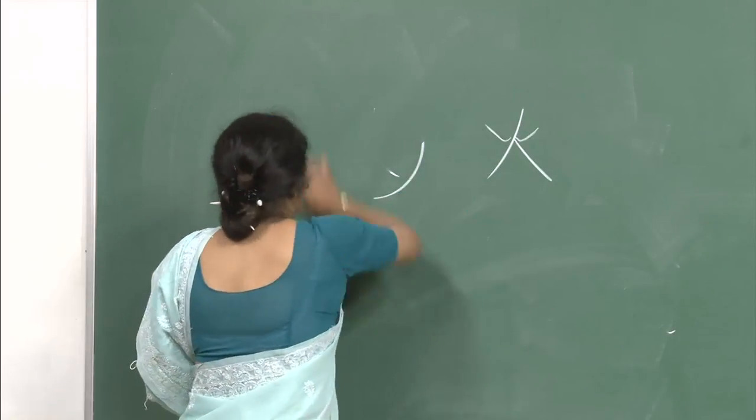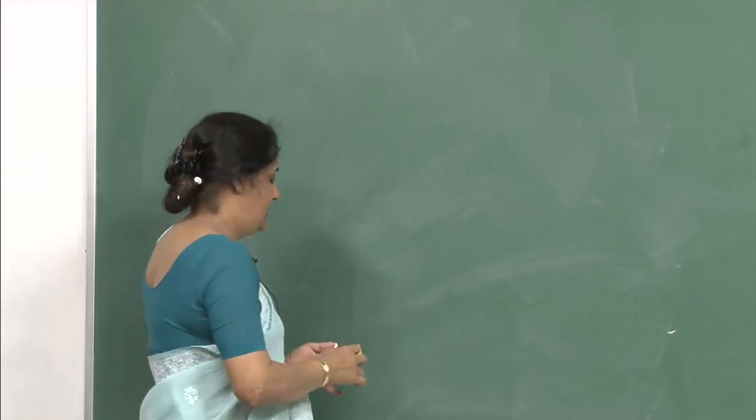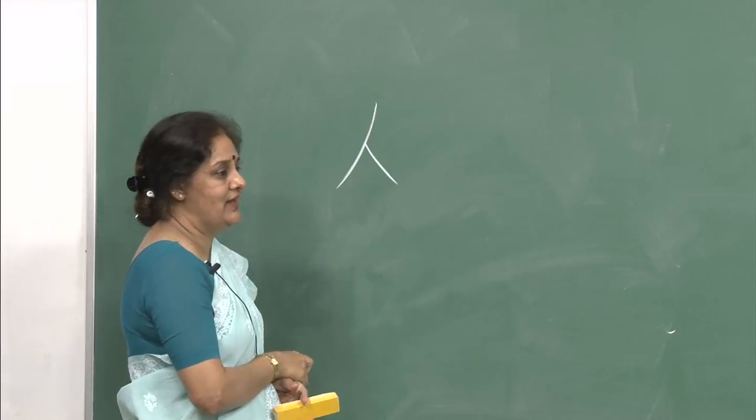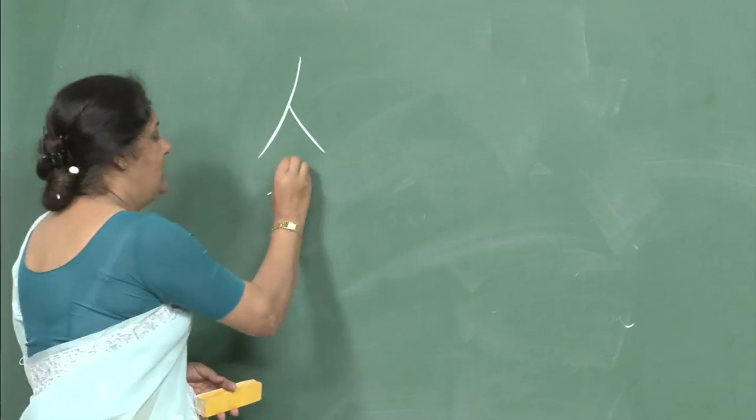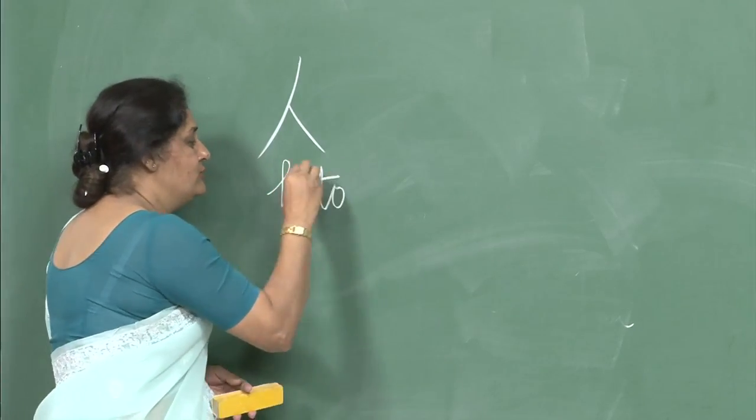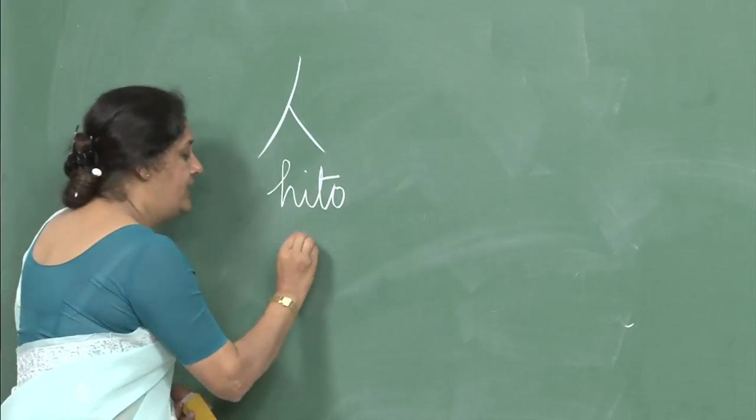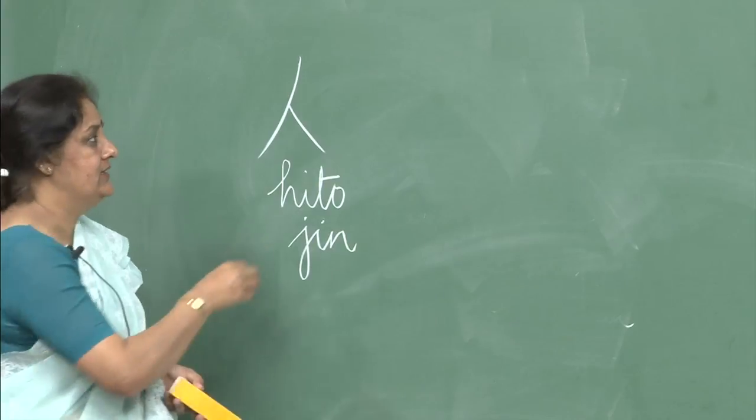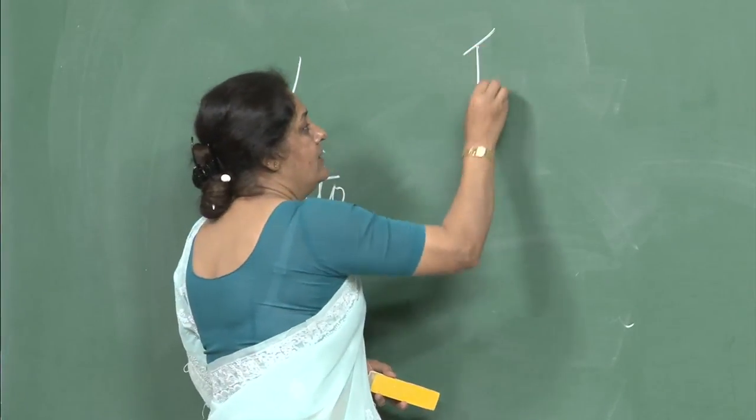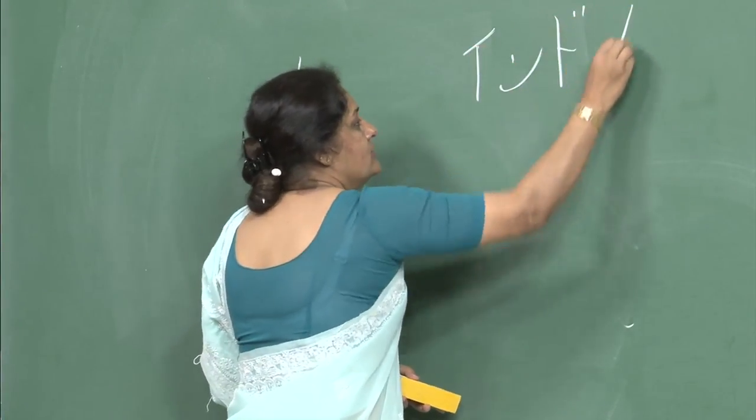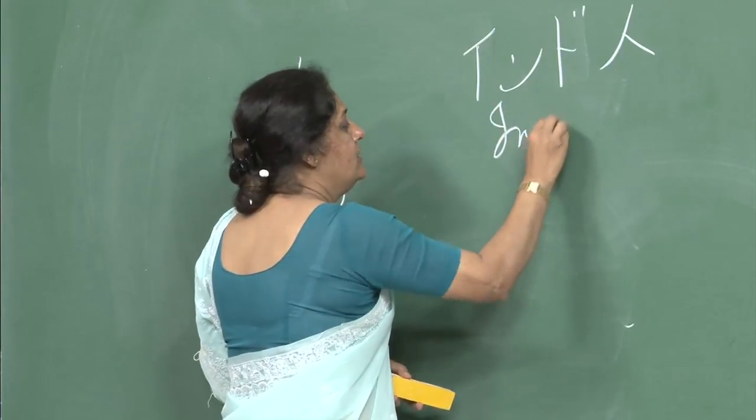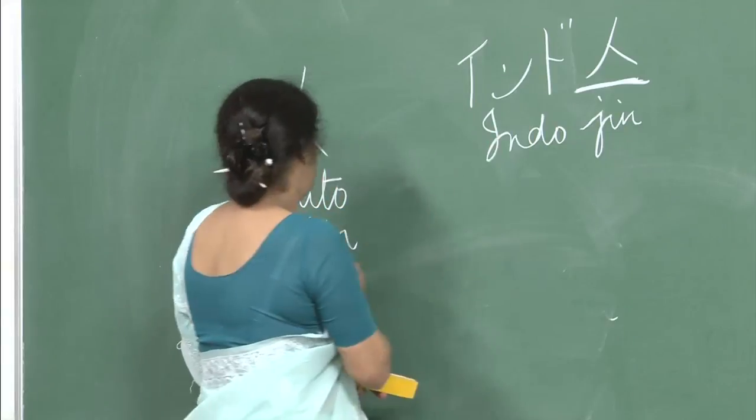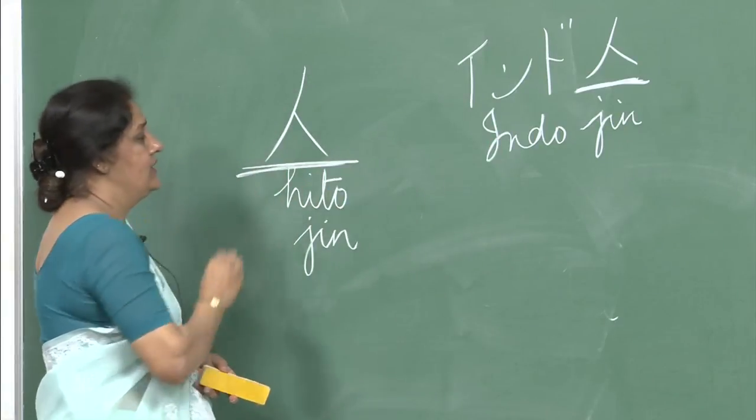So, hito. Hito is to be made like this. Simple hito. There are two readings given, hito and jin. You have done this word jin earlier, as in Indo-jin. So this is the same jin which we are doing today, Indo-jin.